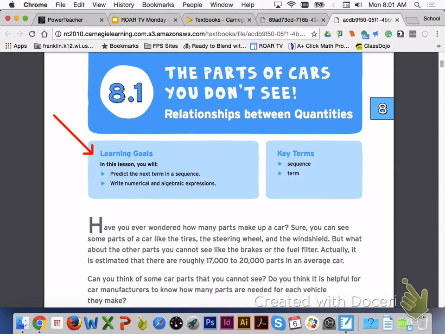Hi class, in lesson 8.1 you will be learning about relationships between quantities. Learning targets for today, you will predict the next term in a sequence and write numerical and algebraic expressions. Key terms to look for in 8.1, sequence and term.